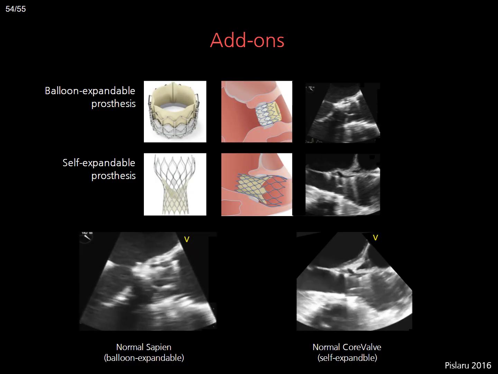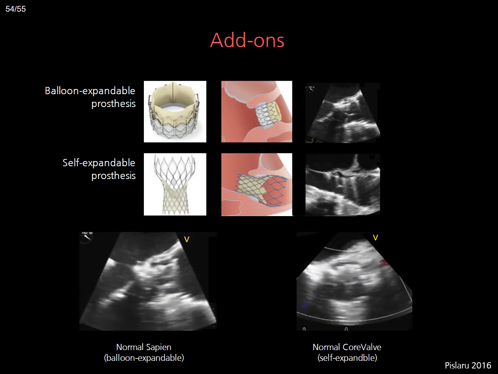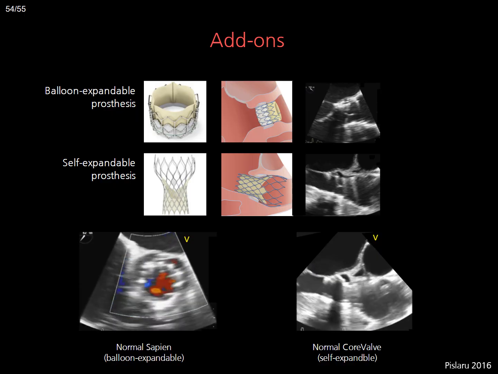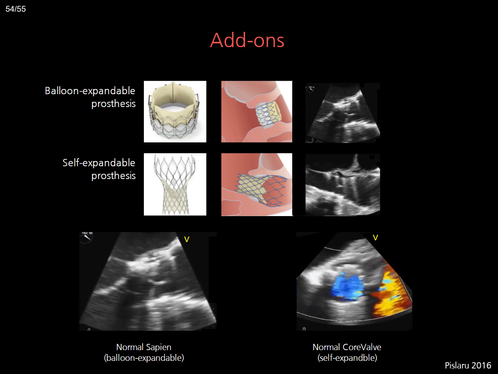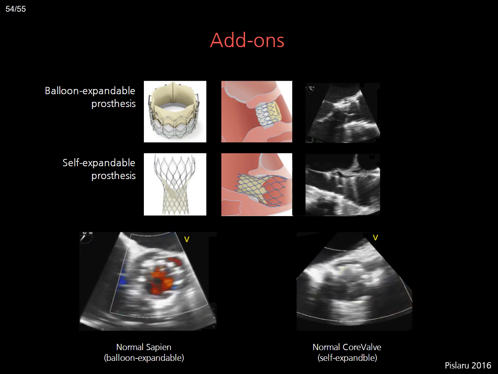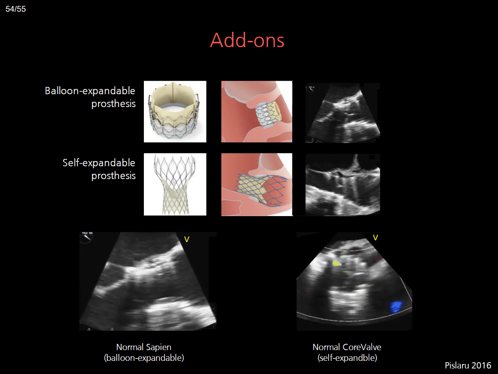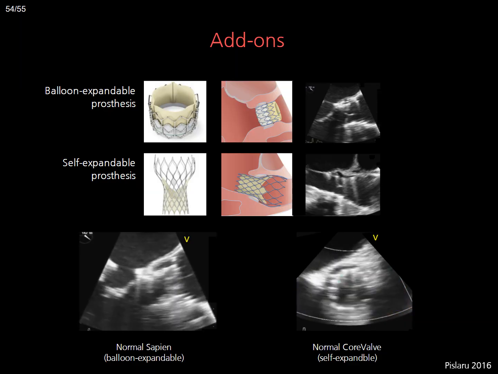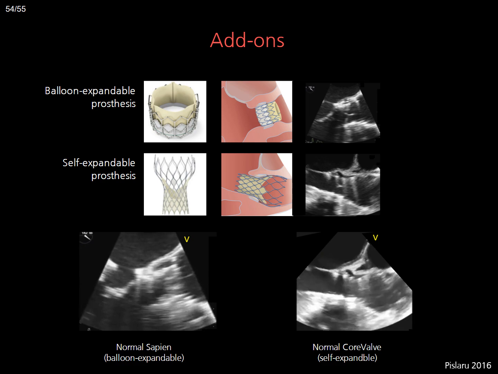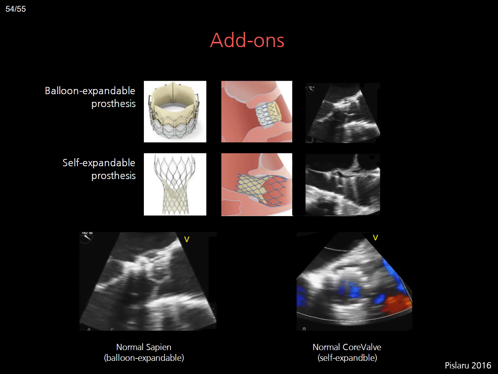This slide illustrates common transcatheter aortic valve add-ons. At the top, schematic drawings show the structural design of balloon expandable and self-expanding TAVI prostheses. These are paired with echocardiographic images, demonstrating their typical appearance in standard views. At the bottom, video loops show normally functioning Sapien and CoreValve TAVs. Despite different frame designs, both exhibit stable positioning, normal leaflet motion, and no evidence of abnormal regurgitation or obstruction.